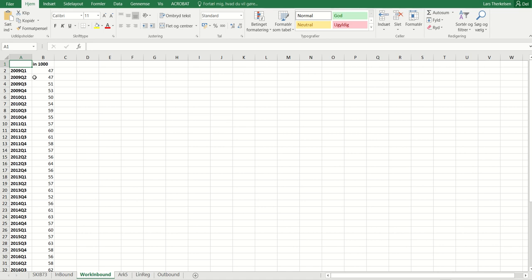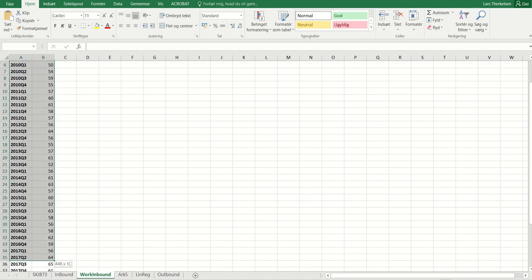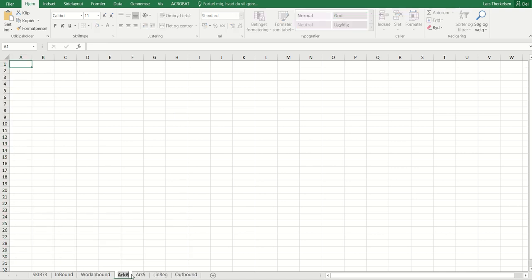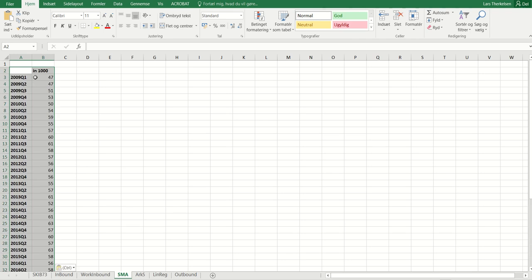Now let's try to make a moving average. Again, we are copying everything in, so we're going to make a simple moving average. Insert a new sheet called SMA, simple moving average. And now we want to predict it.